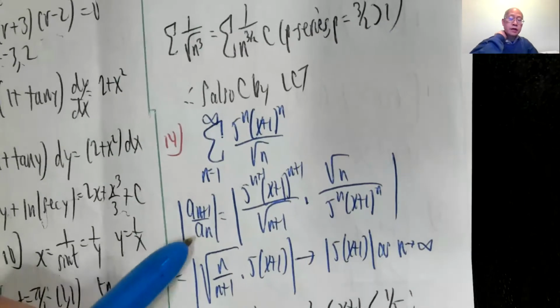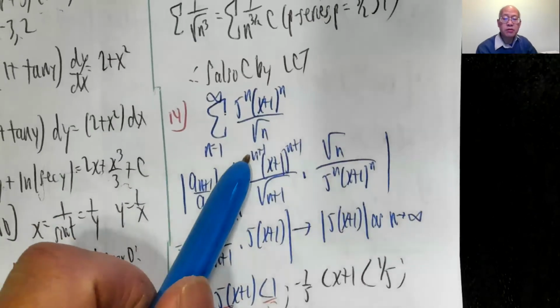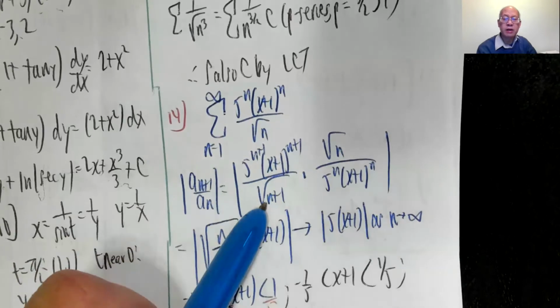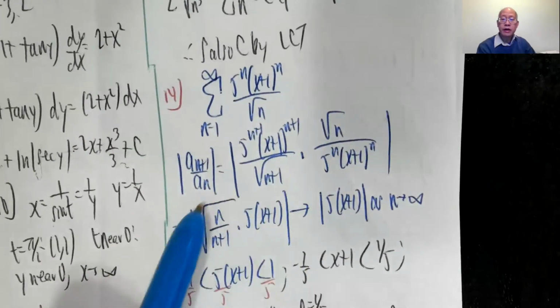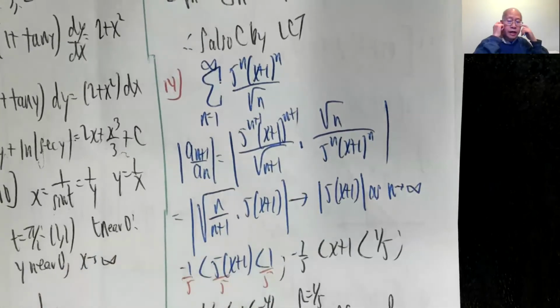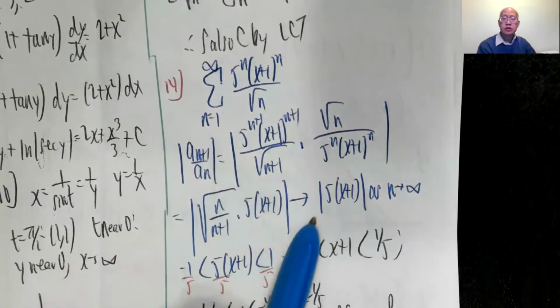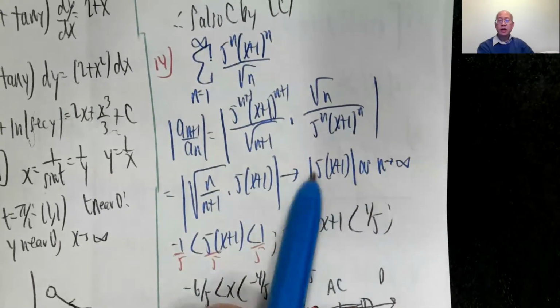14, I'll do the ratio test. Absolute value of a sub n plus 1 over a sub n: 5 to the n plus 1, x plus 1 to the n plus 1 over radical n plus 1. Flip the original. So I get radical n over radical n plus 1, 5, x plus 1. So when n gets super big, this approaches 1. So this approaches absolute value of 5 times x plus 1 as n approaches infinity.